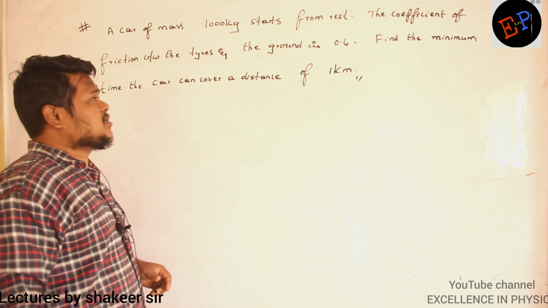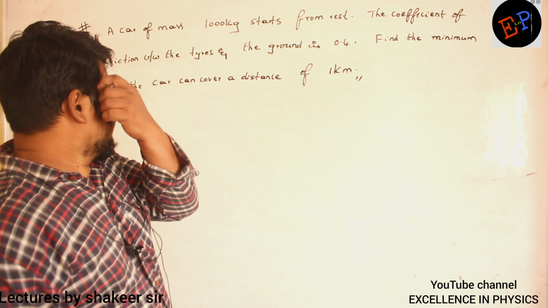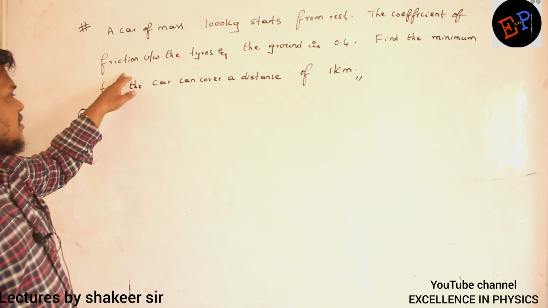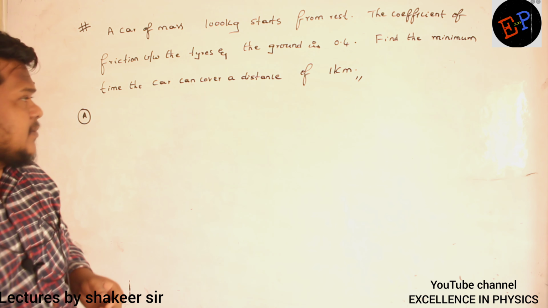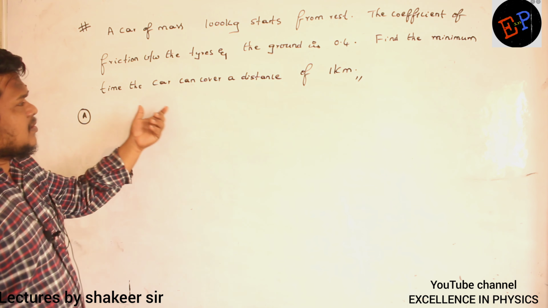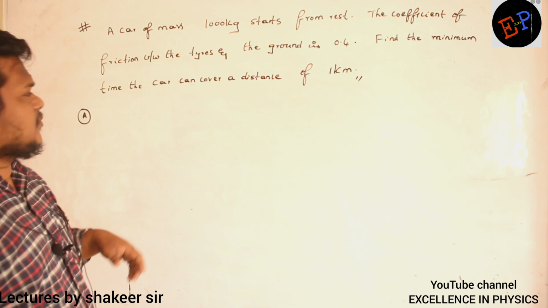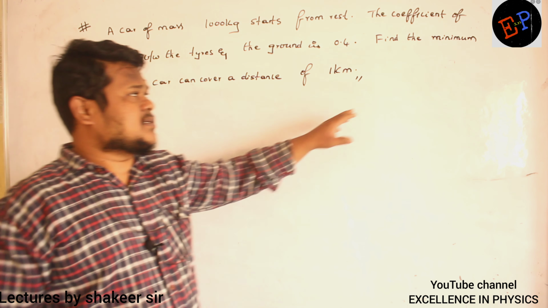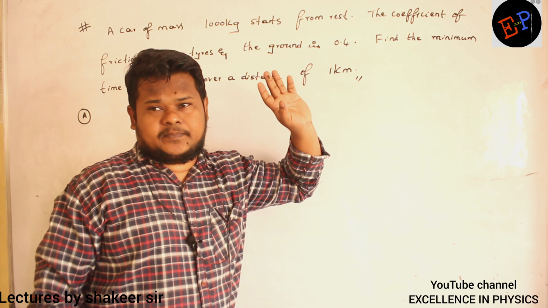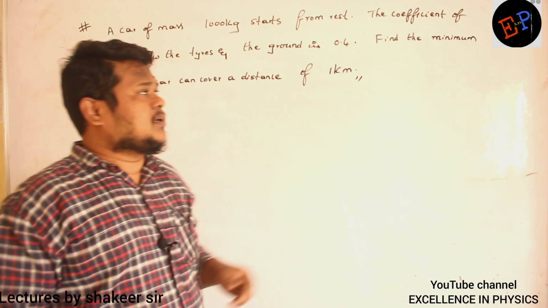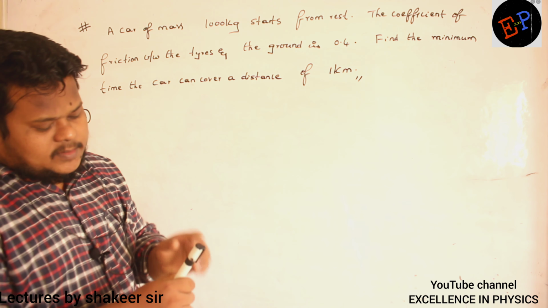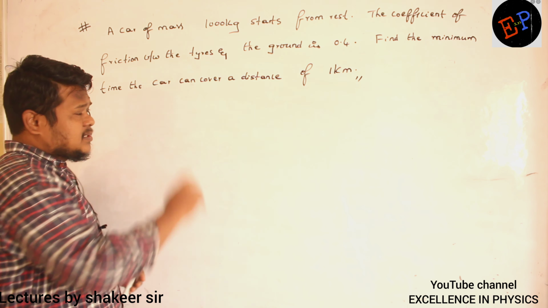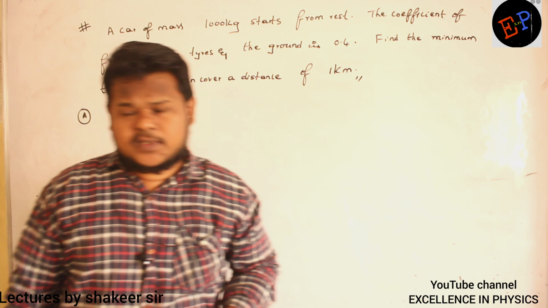1000 kg starts from rest position. The coefficient of friction between the tires and the ground is 0.4. Then find the time in which the car can cover a distance of 1 kilometer. And what kind of time is he asking? Minimum time. Are you able to understand? So what is the minimum time in which the car can cover a distance of 1 kilometer?